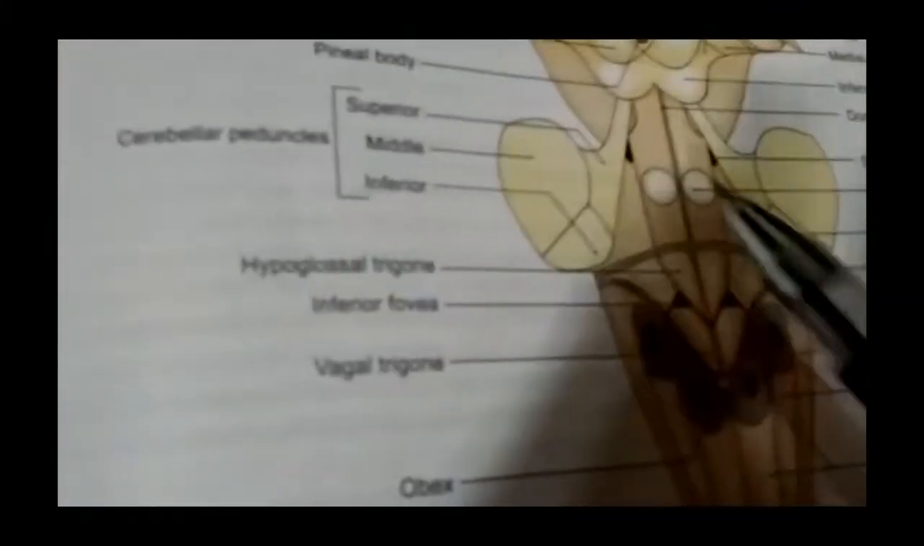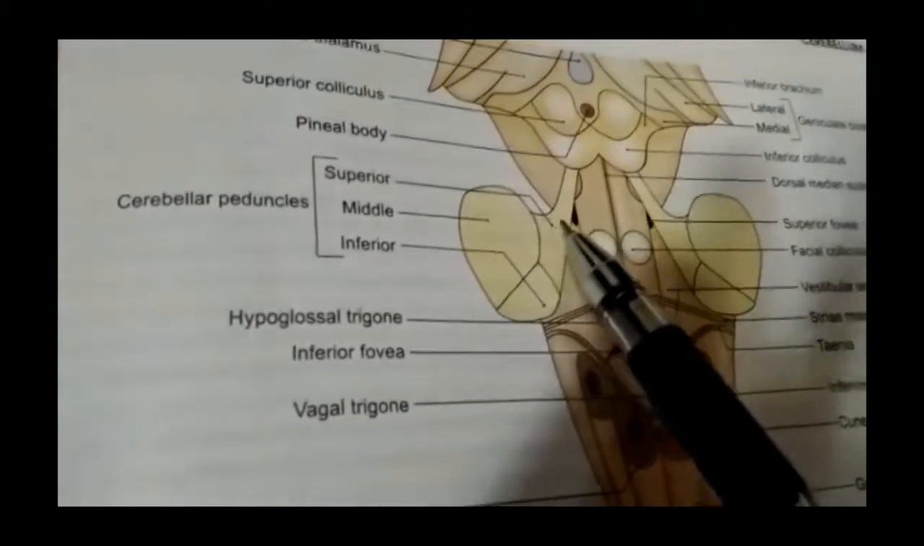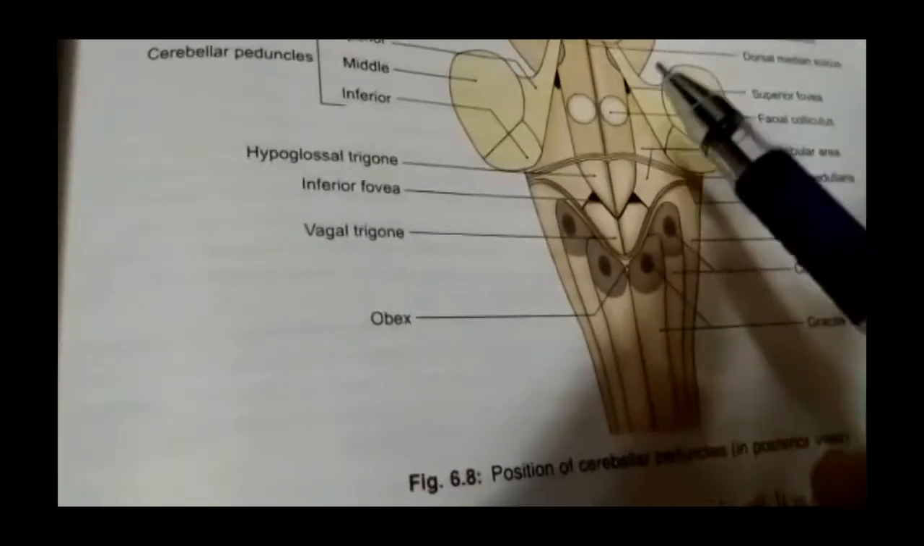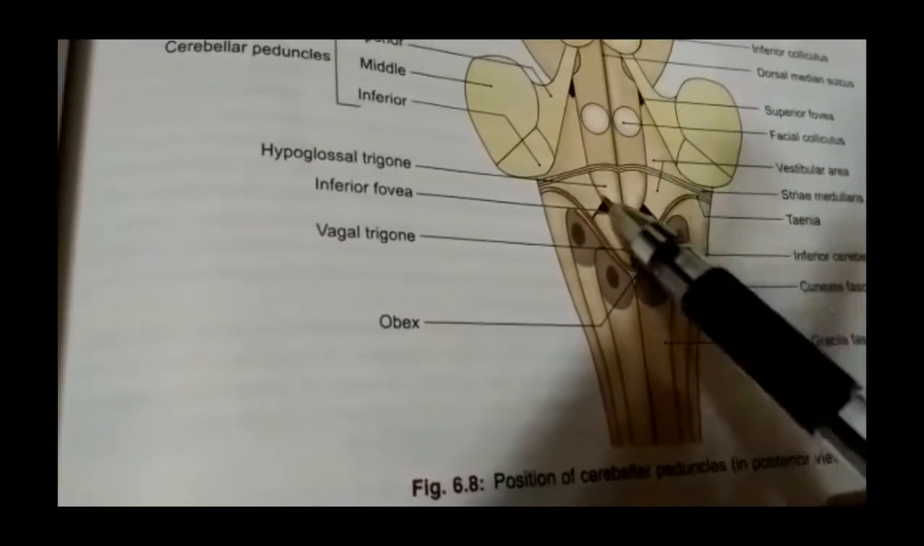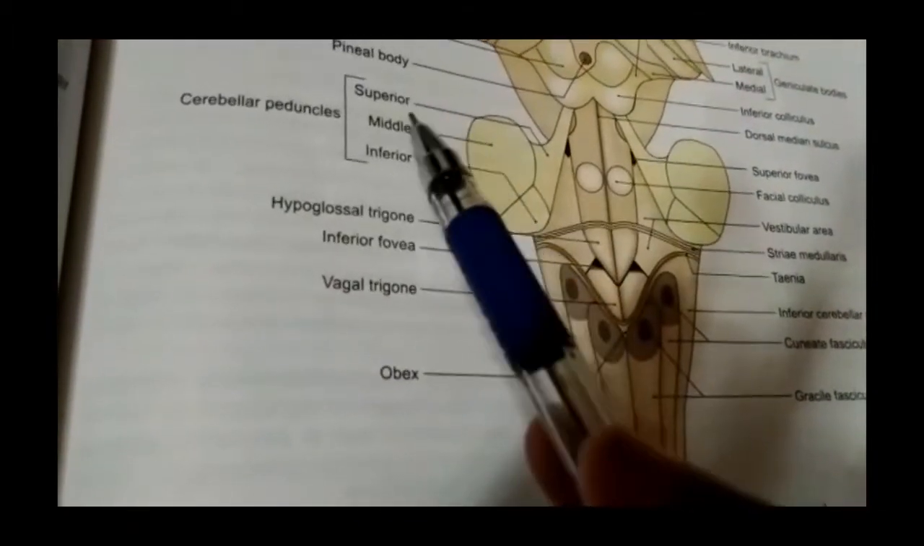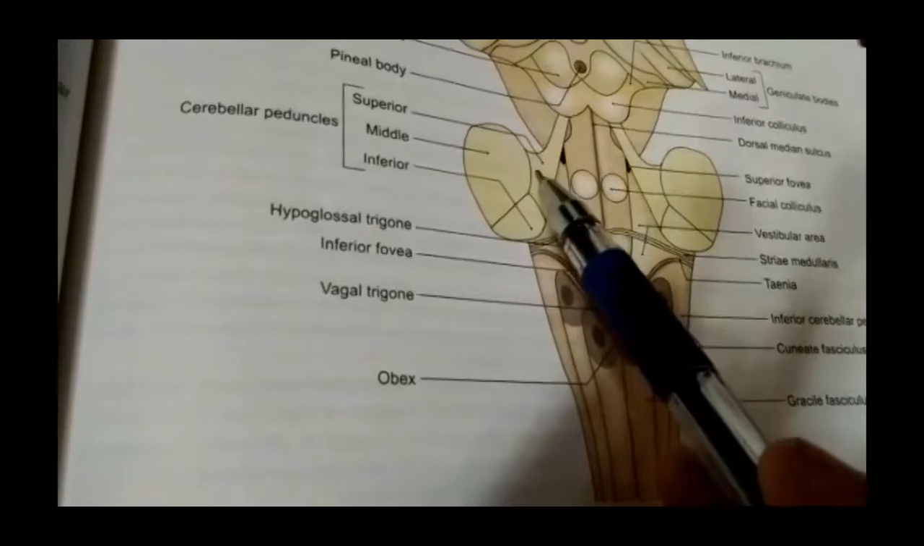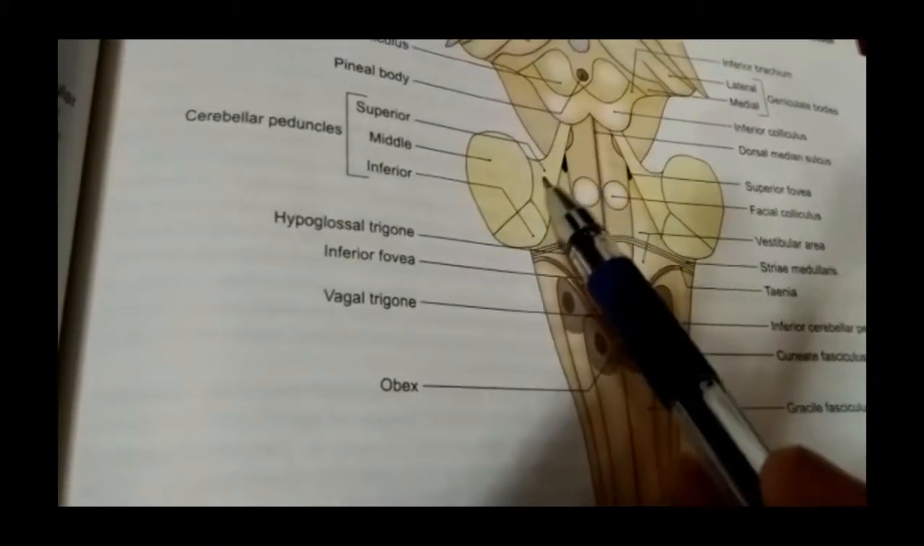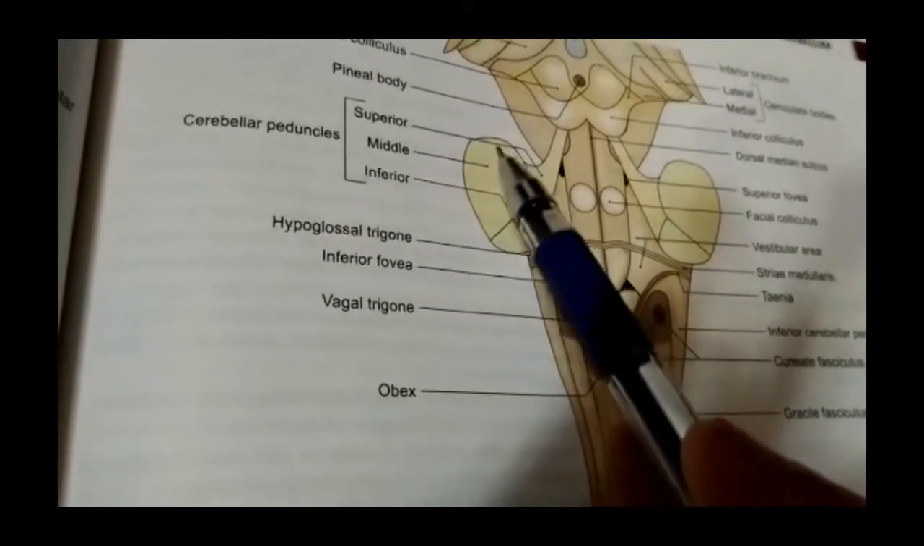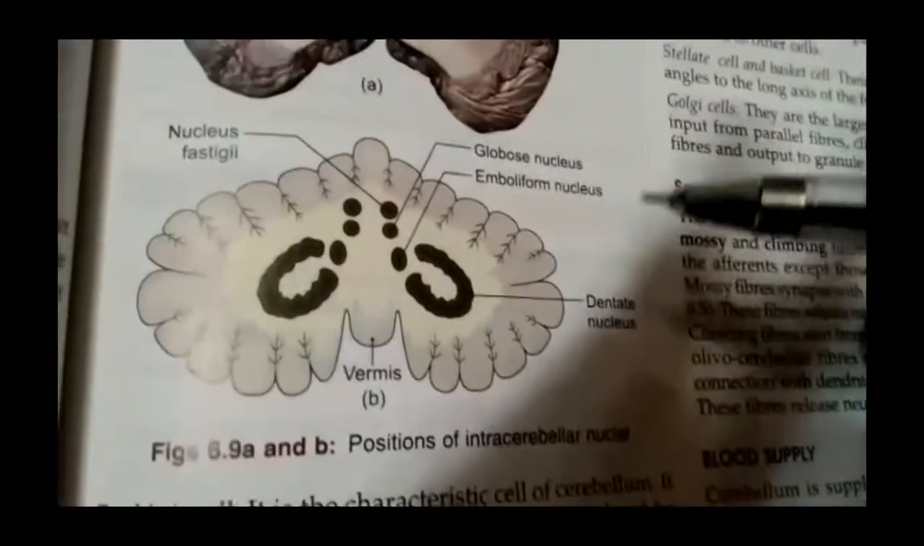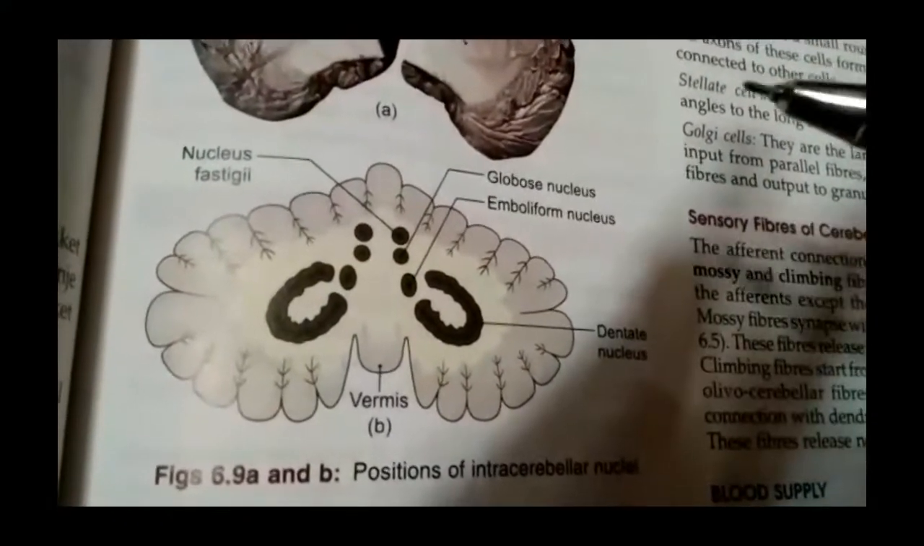You can see in this diagram also clearly, this is the posterior view of the cerebellar peduncles. So look here, this is the superior cerebellar peduncle, here is the middle cerebellar peduncle, and this is the inferior cerebellar peduncle. Next, let's see about the position of the cerebellar nuclei.